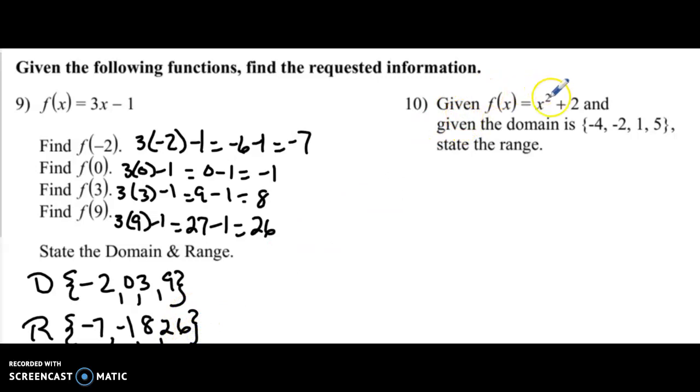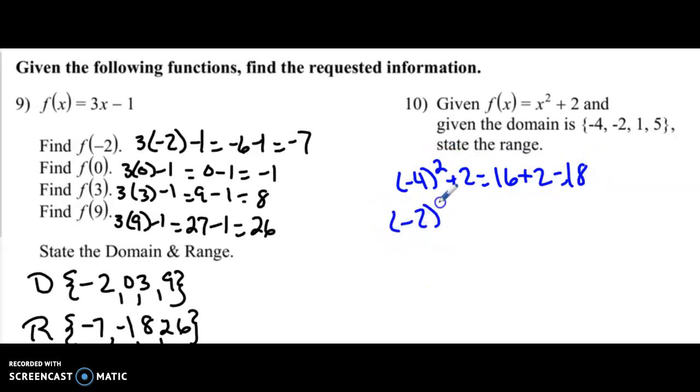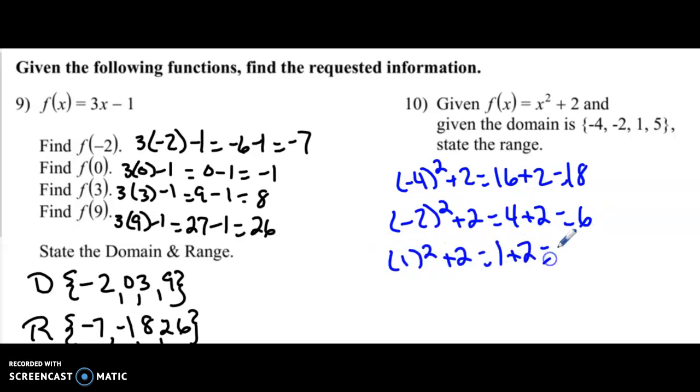Then for number 10, this is just another way of asking the same thing that we did over here in problem number 9. So I'm going to use this equation, and I'm going to plug these numbers in. So I have -4 squared plus 2. 16 plus 2 gives me 18. I have -2 squared plus 2 is equal to 4 plus 2, or 6. I have 1 squared plus 2 is equal to 1 plus 2, or 3. And then I have 5 squared plus 2 is equal to 25 plus 2, or 27.